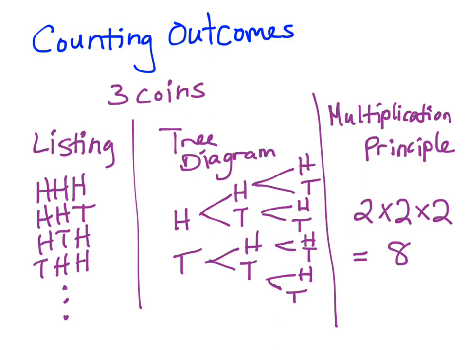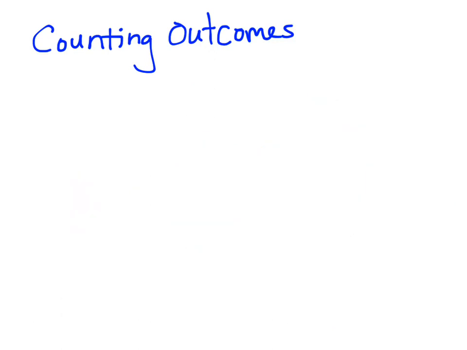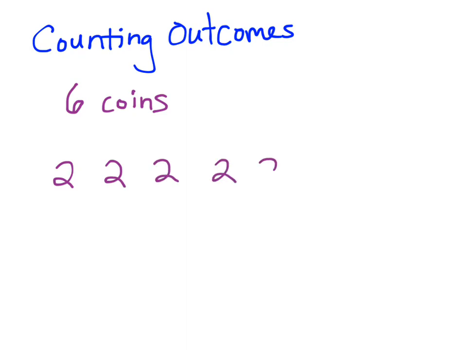Now you can generalize from there. So, for example, if we were flipping 6 coins, then there are 2 options for the first process, or flipping the first coin, 2 options for the second coin, and so forth. And then same principle, you can just multiply and get the total number of outcomes. Or you can do 2 to the 6th as a shortcut.